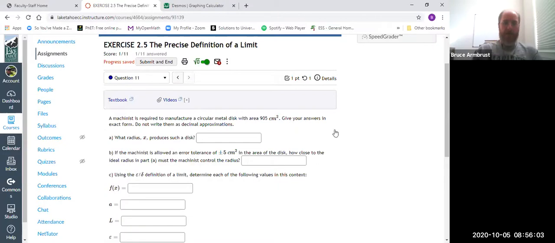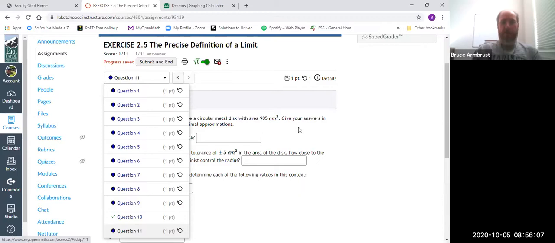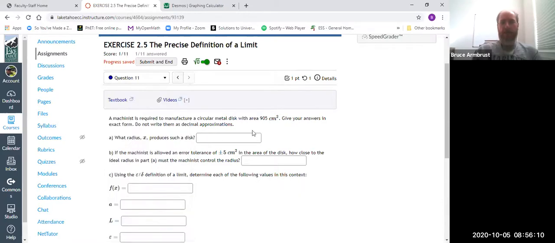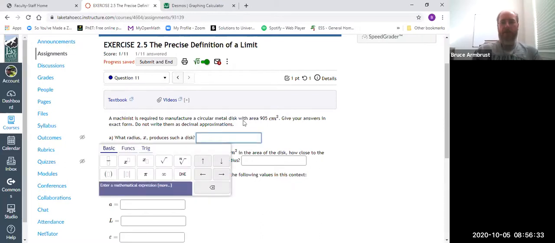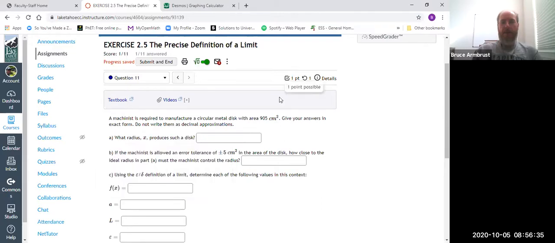Okay. So it says a machinist is required to manufacture a circular metal disc with area 905 square centimeters. Give your answers in exact form. Do not write as decimal approximation. So what radius x produces such a disc? All right, so let's think about this. We're looking at an area of a circular metal disc. So area of a circle is pi r squared. So in order to answer this first question, we're going to take pi r squared and set it equal to 905.